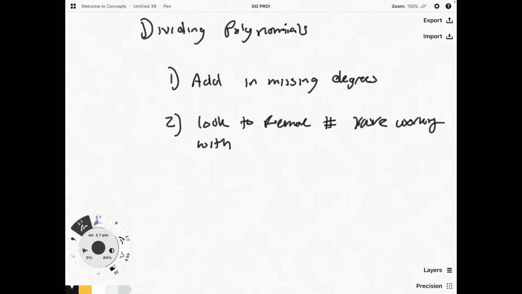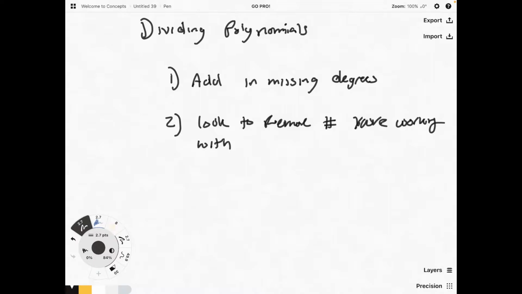With that, I have listed out two rules that will help us when solving long division while dividing polynomials. I wanted to mention them before working through a problem so that we are all thinking on the same page. And these steps will make sense as we get through problems, but I wanted to mention them out. So the first thing we're going to do is add in missing degrees.